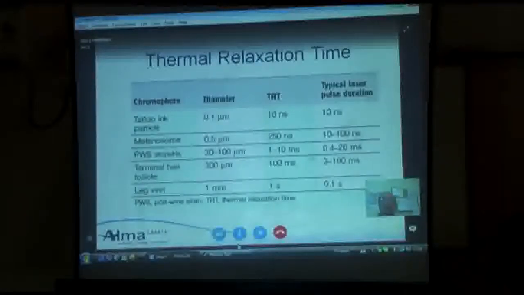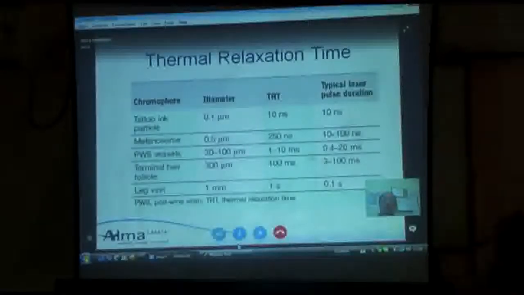And that's the reason why our typical laser pulse durations are in the domain of 3 to 100 milliseconds. And leg veins' diameter is 1 millimeter. These are large diameters, and we need to have typical laser pulse durations of at least 45, 60, or even 100 milliseconds, or up to 0.1 second.